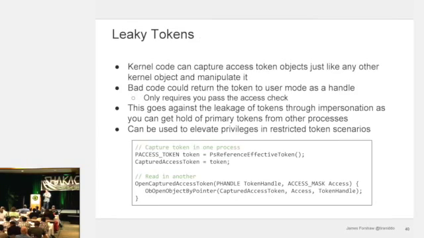One more bug is leaky tokens. So when you do things like named pipes and you try and do the impersonation there, you don't ever get direct access to the token. So even though the token stored is actually a full impersonation token, you're never allowed to access it.